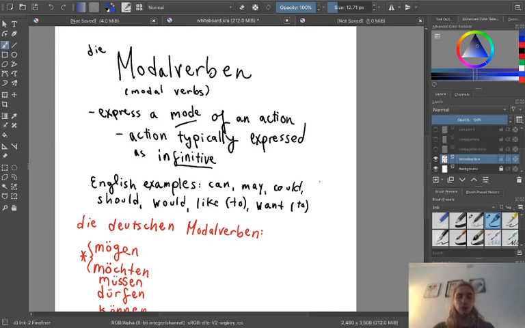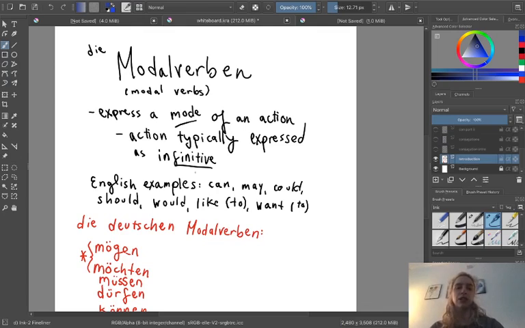So, what are modal verbs? First, I always think of modal verbs in terms of which verbs they actually are. But on a broader level, we say a modal verb is a verb that expresses a mode of action. So basically, it's like putting a filter on an action, on a different verb, or giving it a little asterisk and a disclaimer.